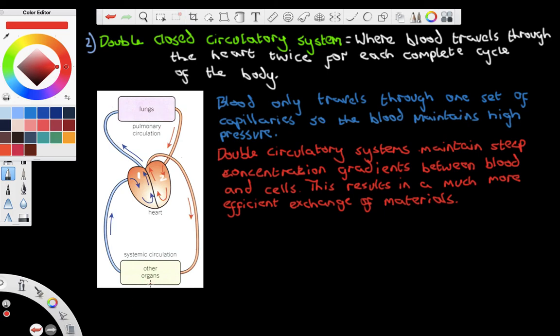Okay? Blood only travels through one set of capillaries, therefore it maintains high pressure, so blood goes through capillaries at the lungs and capillaries at the other organs. However, that maintains high blood pressure. And double circulatory systems maintain a steep concentration gradient, so there is an efficient exchange of materials. Remember, this is a closed circulatory system, so it still has the ability to direct blood to where it's needed within the organism.